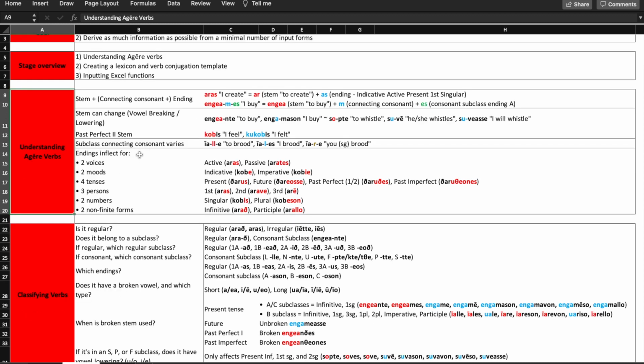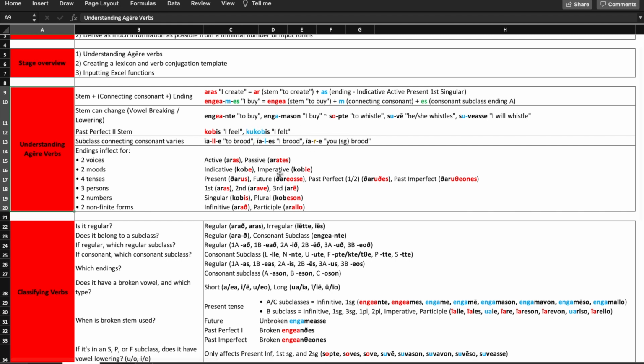In terms of endings, these inflect for 2 voices, 2 moods, 4 tenses, 3 persons, 2 numbers, and 2 non-finite forms, examples of which can be given here. It's important to note that the second past perfect and the first past perfect differ in that the first past perfect, which can be exemplified here, is the stem plus a past perfect ending, while the second past perfect, as exemplified up here, makes use of the present tense endings with a different stem.